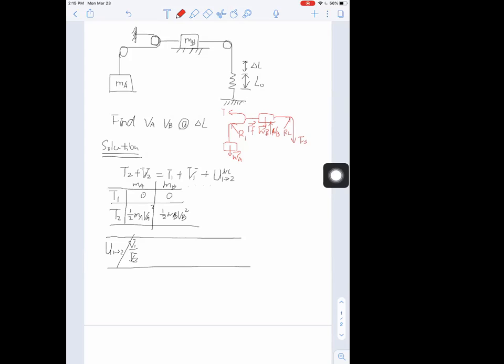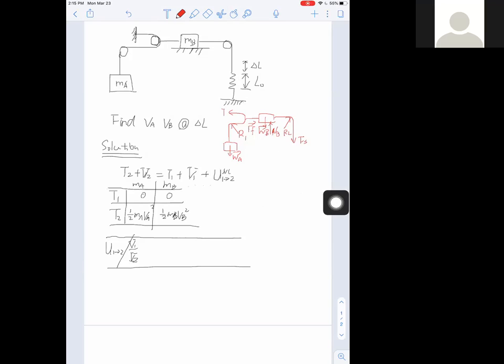And did you notice I didn't consider the tension force in between the pulley and block B? This is because I take the whole system for my free body diagram. So the tension between this pulley and this block is considered an internal force. So you don't need to add internal forces in your free body diagram.